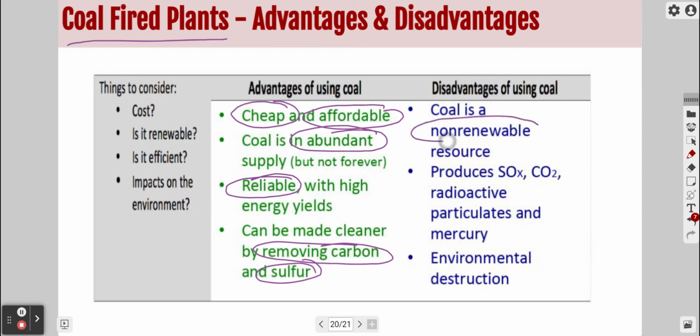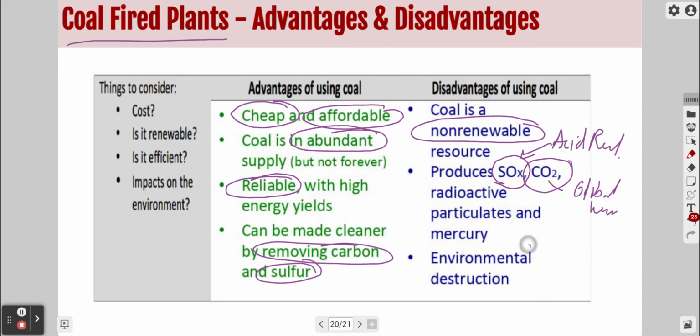But coal is considered a non-renewable resource. That means it will not be replenished in our lifetime, or humans' lifetime, probably. It produces sulfur dioxide and carbon dioxide. Remember, sulfur dioxide causes acid rain. Carbon dioxide causes global warming, or the greenhouse effect, climate change, and other environmental destruction.